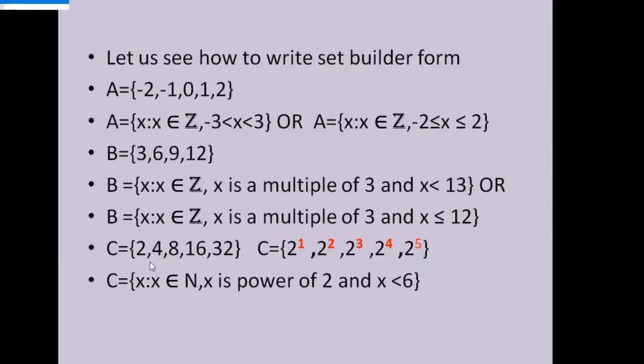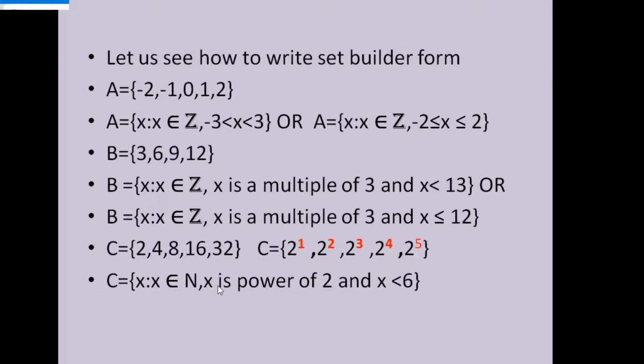So first, what we have to do is find the common property among the elements in the set C. I found out that 2 is 2 power 1, 4 is 2 power 2, 8 is 2 power 3, 16 is 2 power 4, and 32 is 2 power 5. So by observing all these elements, clearly we can say that 2 is the base for all the elements.